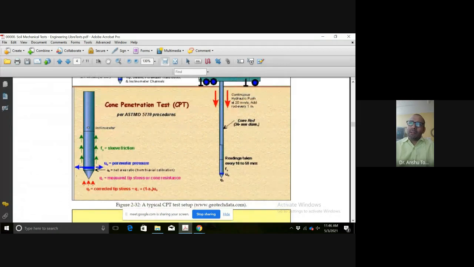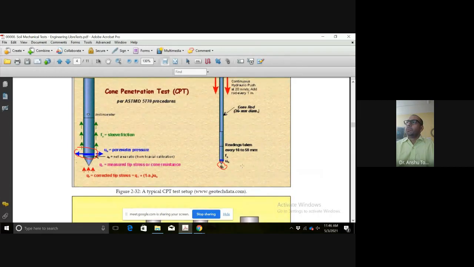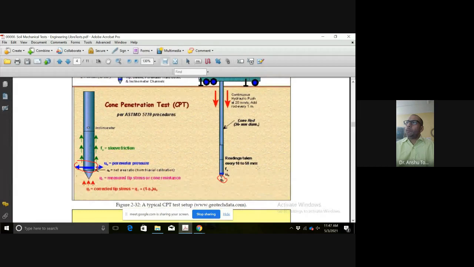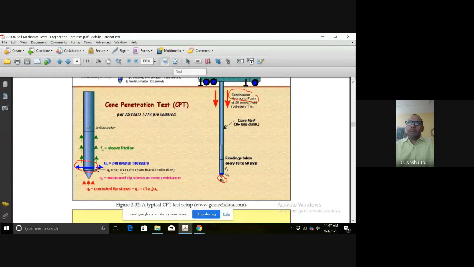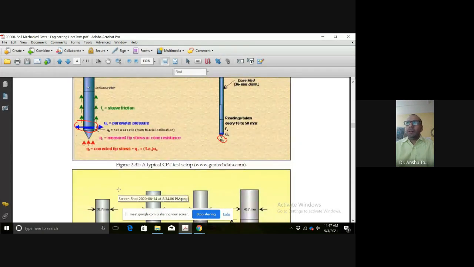Now at this level, or at the tip level, you can attach an attachment for finding out various things such as a piezometer or geophone. These are attached. Readings are taken every 10 to 50 mm, that is 1 to 5 centimeter. Continuous hydraulic push for every 2 centimeter. Diameter varies from 3.5 to 4 centimeter.